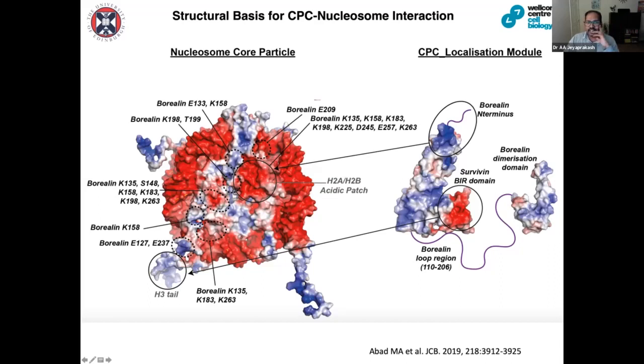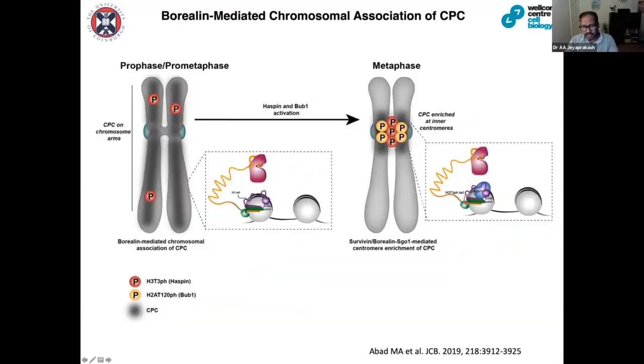Yeah, so this establishes that CPC can bind nucleosomes in a phosphorylation independent manner exclusively via borealin. So this made us propose a model that during early mitosis, when there is no histone modification, CPC associates with chromosomes in a phosphorylation independent manner. As the cells progress into metaphase, the histone modifications recruit CPC to the centromere.